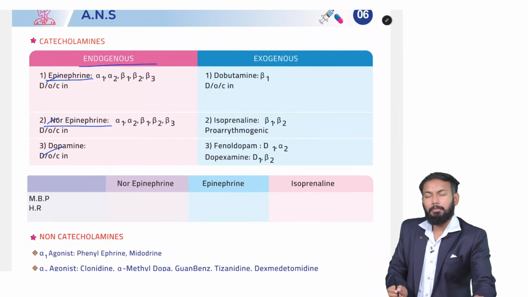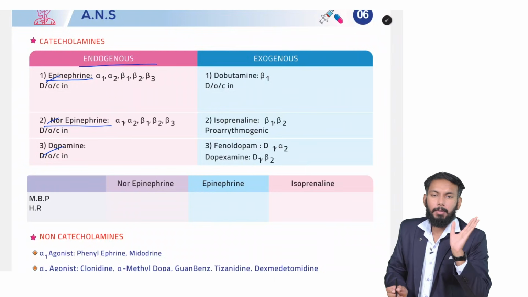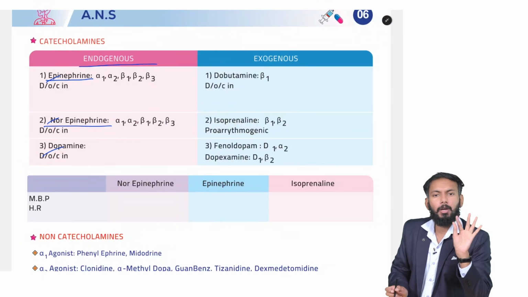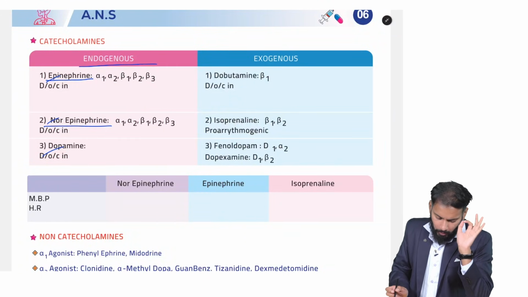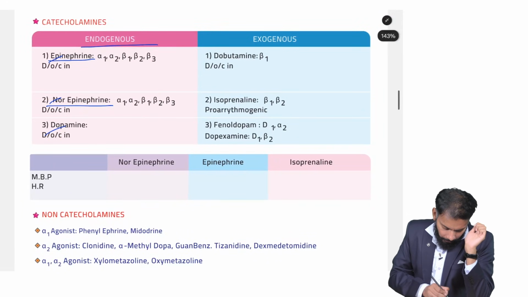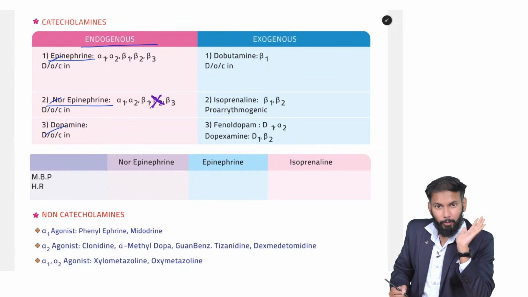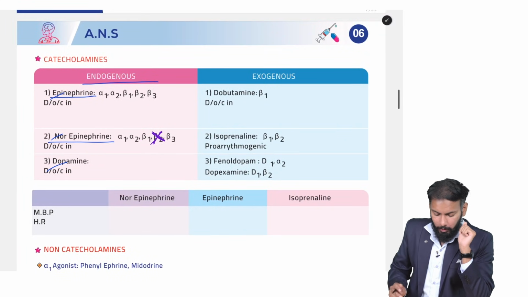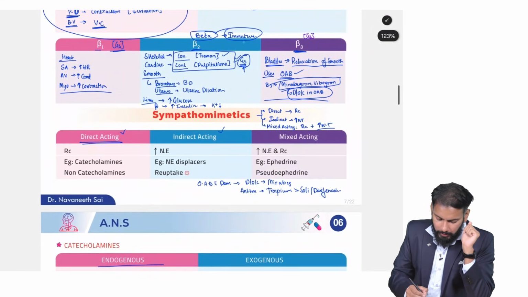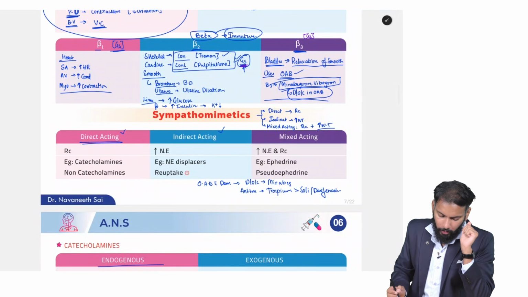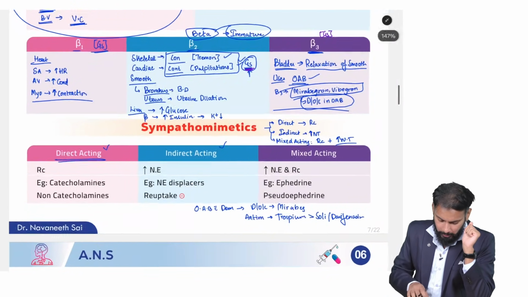Epinephrine and norepinephrine will almost act on all the receptors, alpha 1, alpha 2, beta 1, beta 2, beta 3. Yes, the only exception is norepinephrine will not act on beta 2. This is what I want you to remember. When is it not acting on beta 2? See, beta 2 is a Gs receptor, so it will cause relaxation of smooth muscle.